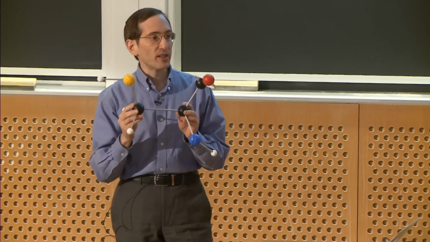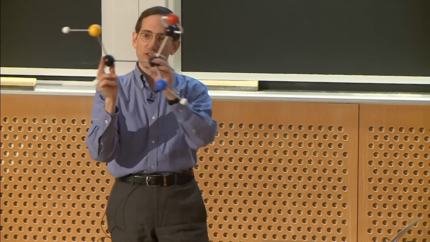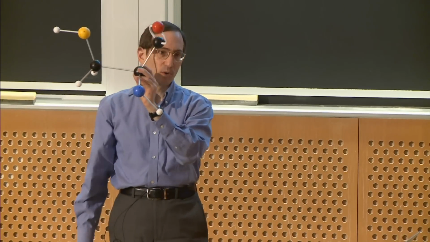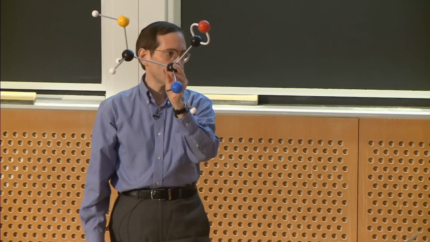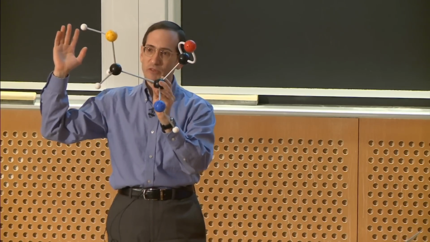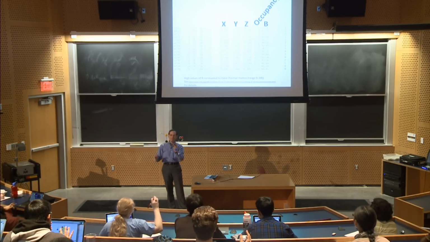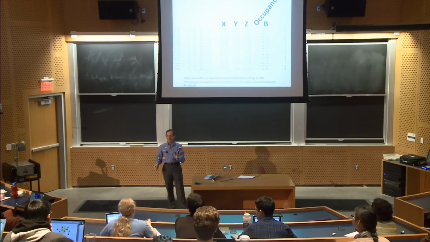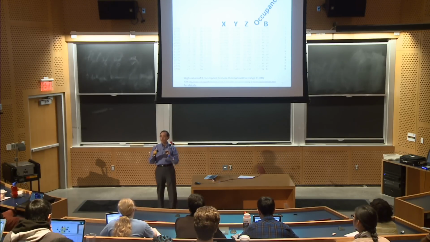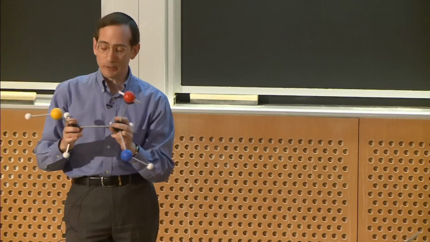Now, are those coordinates uniquely defined? If I have this structure, is there exactly one way to write down the XYZ coordinates? Hands? How many people say yes? How many people say no? Why not? You can rotate it. You can set the origin. So there's no unique way of defining it. That'll come up again later.